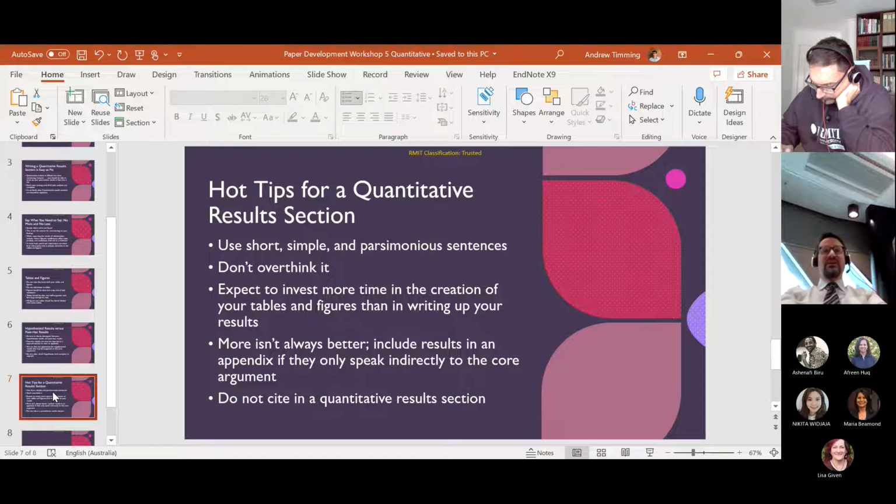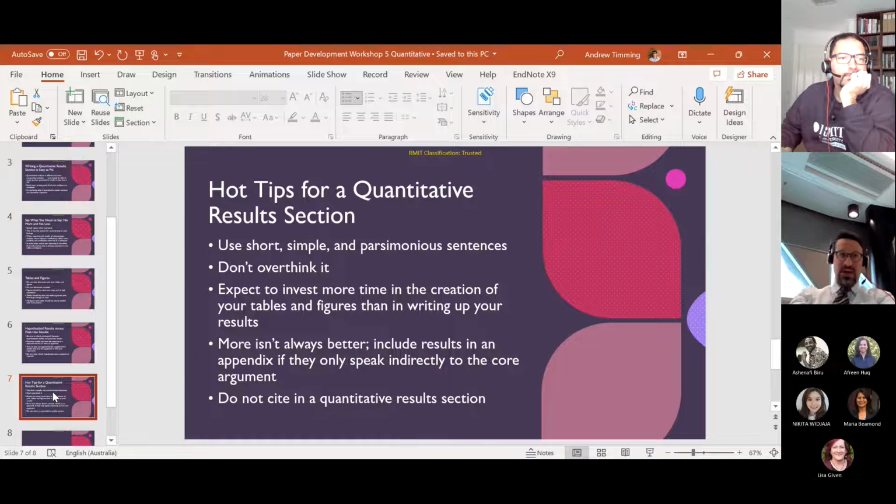So very briefly then, in sum, since there's really, as I said, not all that much you can say in terms of writing up a quantitative results section, I've put together just a few hot tips that I think will help you structure a good quantitative results section. Firstly, and really this point applies not just to this section, but to every section of every paper you ever write, use short, simple, and parsimonious sentences.